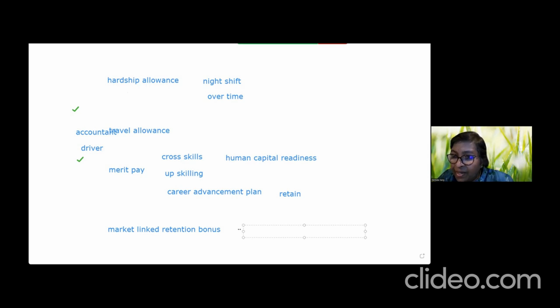Got it? But I have to recognize the fact that there's a sudden demand for this skill set and I can't afford to lose them. So what will I do? I will give them a retention bonus, maybe for a year, maybe for 2 years, to whoever is actually having that skill set. Have you understood, Mahendra?